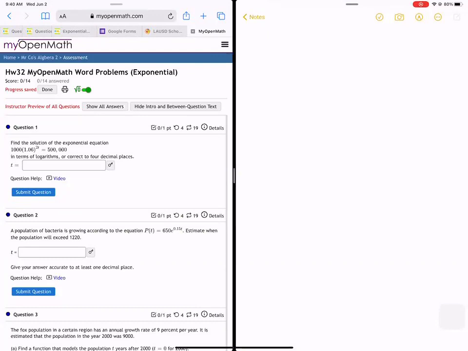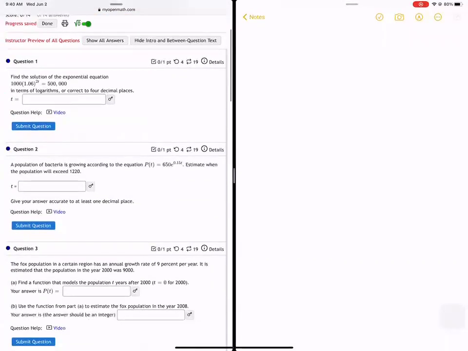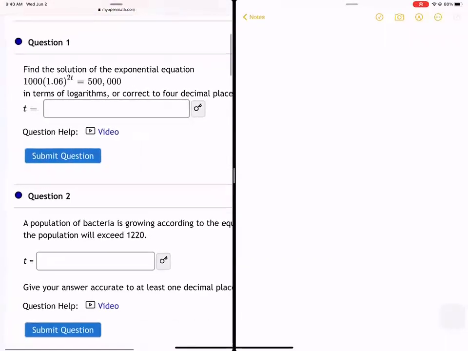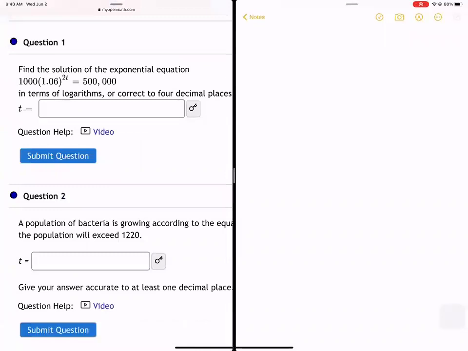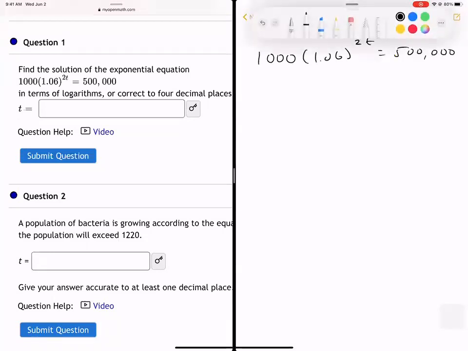Now, for instance, let's take a look at question number 1. If you look at it, the problem here is find the solution of the exponential equation, and we're looking for t. Now, t is in the exponent. So here we go. I'm going to copy this down. 1000 times 1.06 to the 2t is equal to 500,000. Now, in algebra, our idea is to solve for the variable. And hopefully you guys can see along with me that the variable here is our variable t.